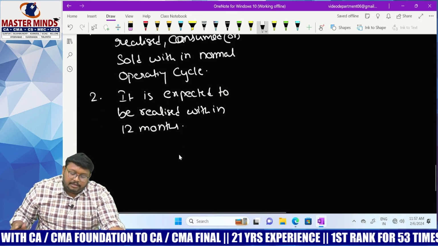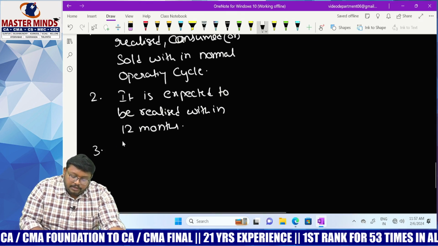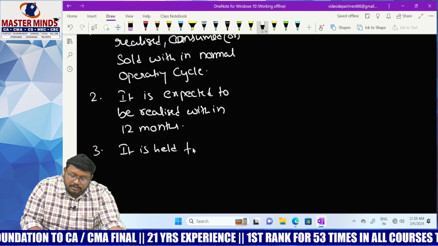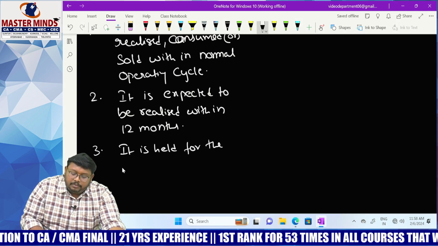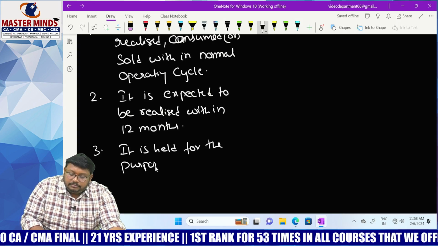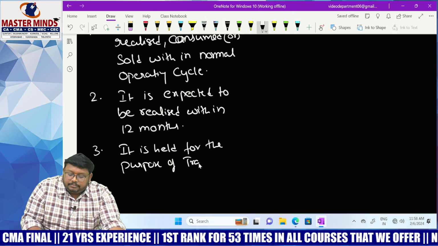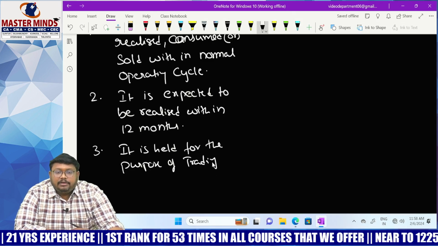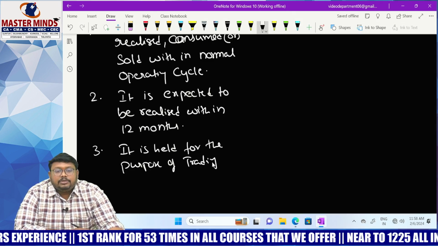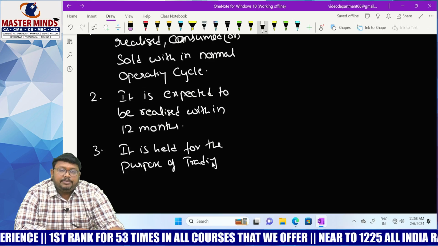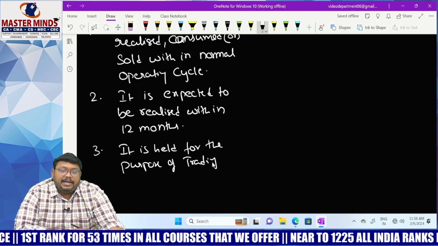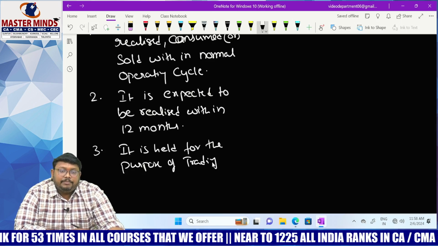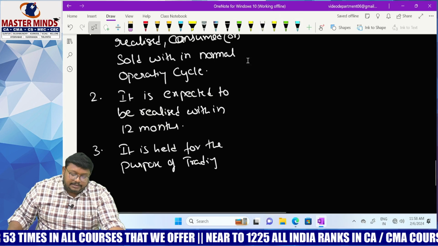And the third point, it is held for the purpose of trading. That is, it is held for sale, buying and selling of goods, which we call trading. So those assets held in the business for trading purposes, not for using in the business, are current assets.